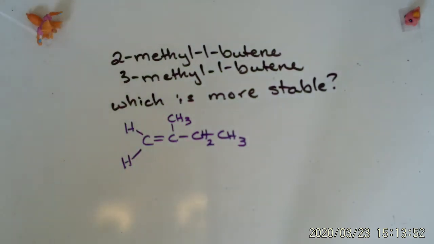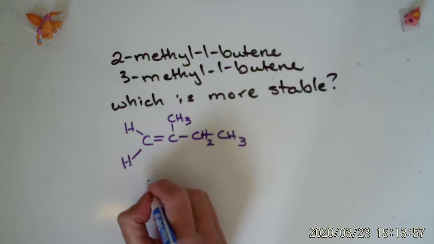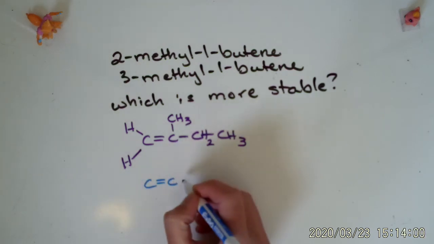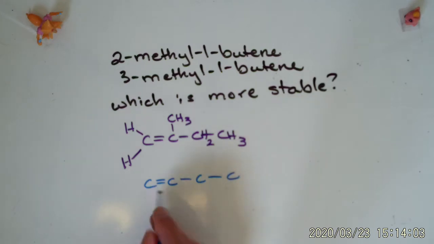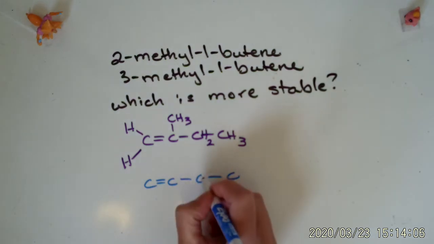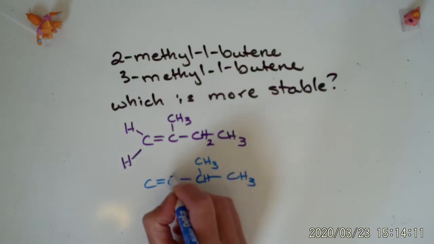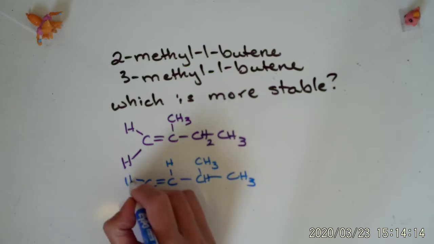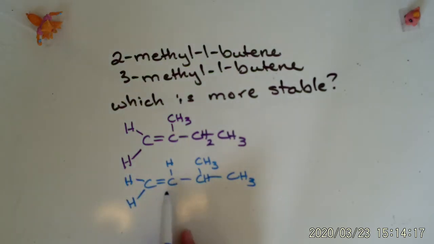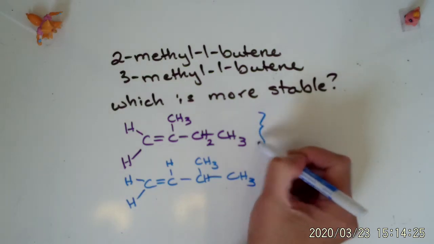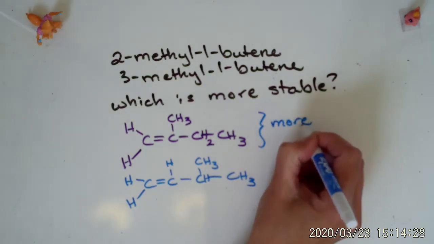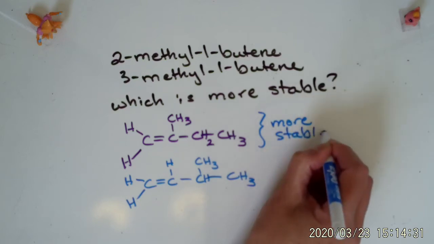So let's do the same for 3-methyl. Here's 1-butene, 1, 2, 3. You can see that this double bond only has 1 substituent. This double bond has 2. So this is more stable because it's the more substituted alkene.